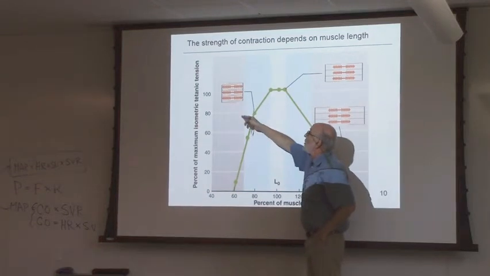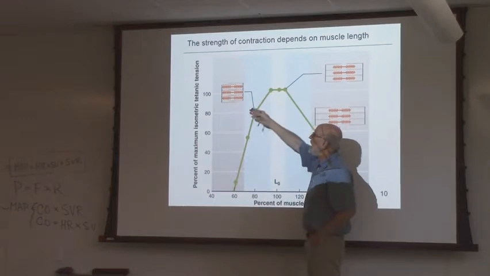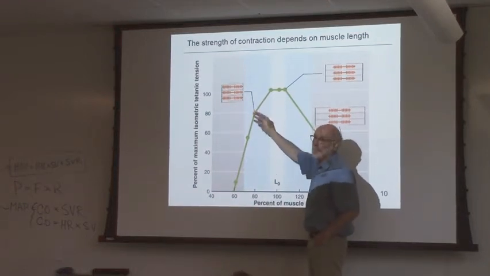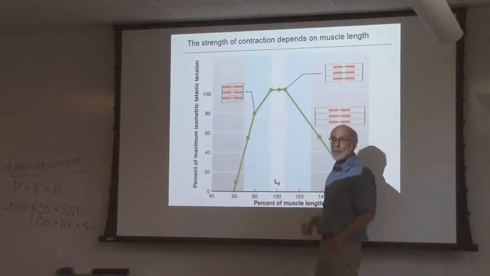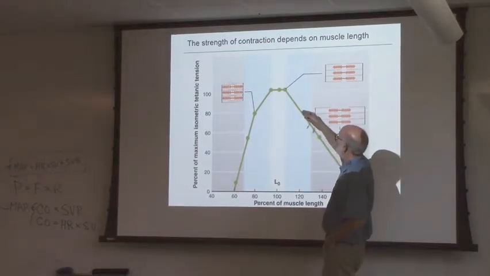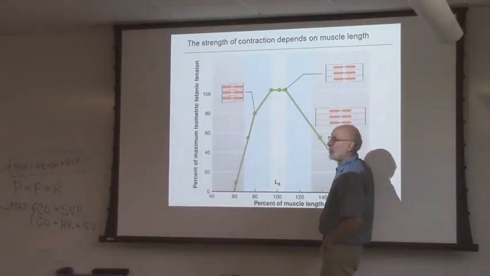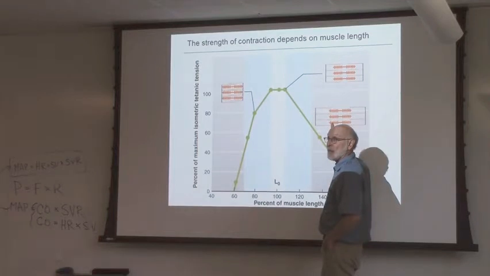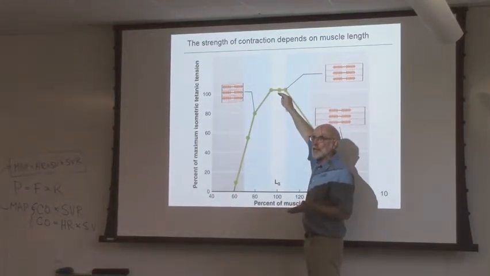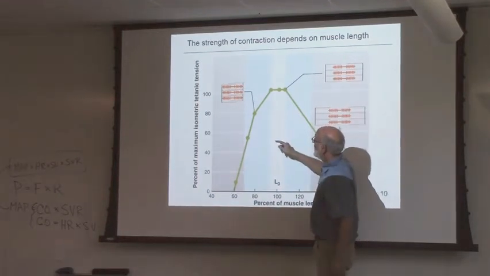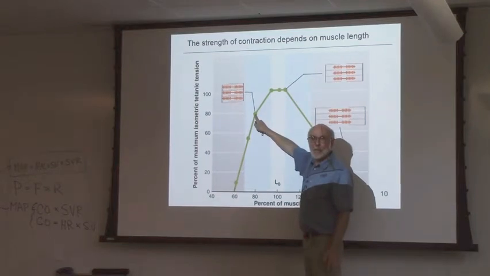This, where the muscle is shorter than perfect, is less ideal. The filaments are bumping into each other and can't generate as much force. And out here, if we stretch it too much, there's less overlap between the thin filaments and the thick filaments, less ideal. So muscle has an ideal length for contraction. And typically, we are operating around here, less than perfect.